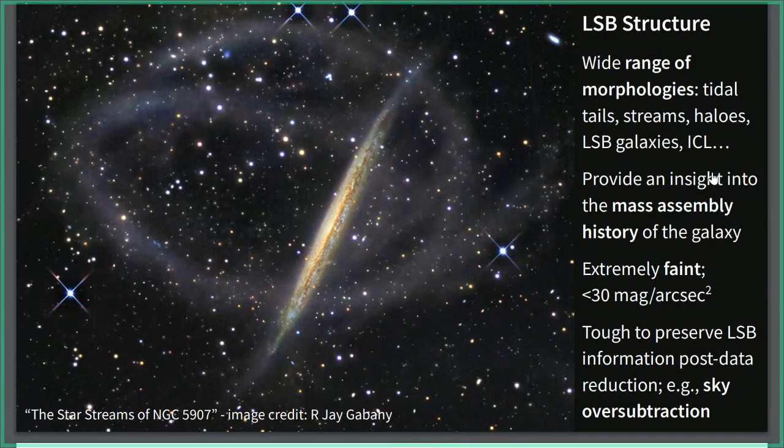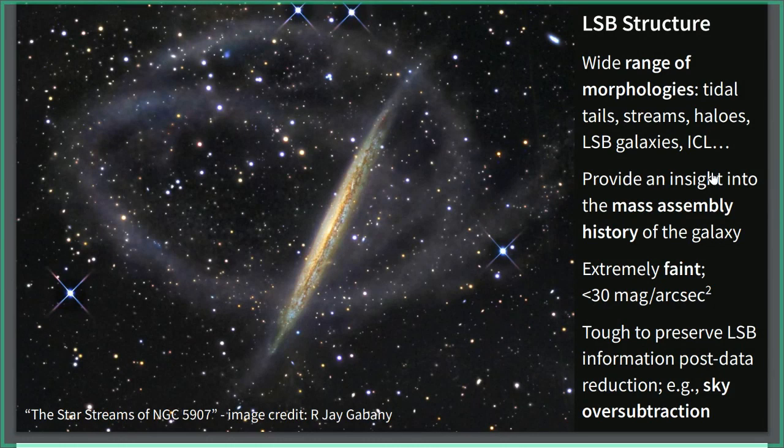And this is just one example of many different types of LSB morphologies that many of us study and are interested in. For example, stellar halos, LSB galaxies, intracluster light, tidal tails, and so on. However, as indicated by their name, these things are inherently very faint. So the benchmark that we all in the literature seem to use is anything that's less than 30 mags per square arcsecond tends to fall into this LSB regime. So getting down to that LSB level is really the holy grail.